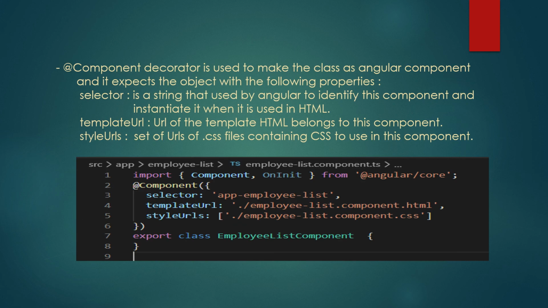This component decorator basically has some properties. These properties are used by the Angular framework to identify this component and instantiate it when it is required. In that, first one is selector. It is a string to identify this component by the Angular framework. Template URL is the URL of the template HTML that belongs to this component. Style URLs array is a set of URLs of .css files containing all style sheets to use in this component.